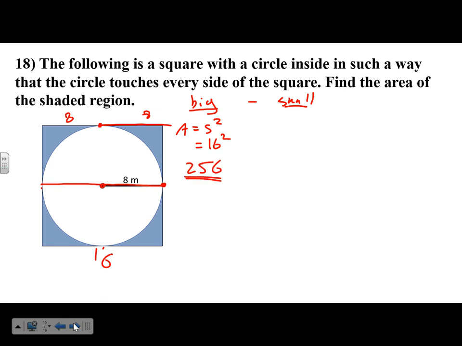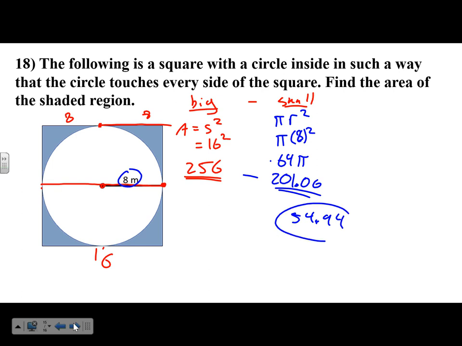But now we have to find the area of the small shape. Well, we know the radius is 8. So we have pi times radius squared, which is pi times 8 squared. So that's 64 pi. If I were you, since we have one of them in terms of pi and one of them that's not, I would just go ahead and put them all in decimal form. That way you can kind of figure out what the number is a little bit easier. That's 201.06. So now we subtract those from each other. Your answer ends up being 54.94.